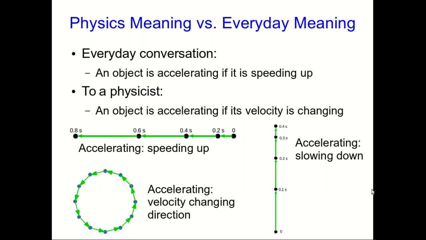There's nothing wrong with the everyday meaning of acceleration, but physicists use the word differently because it's more useful to use it that way. The reason comes down to something that we'll see later in the course: the causes of objects speeding up, slowing down, or changing direction of motion are all the same. And since the causes are the same, we might as well give the same name to the effect.